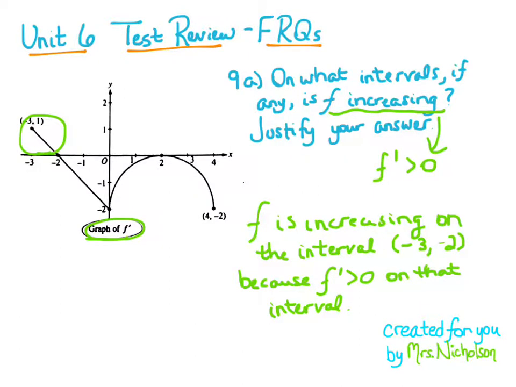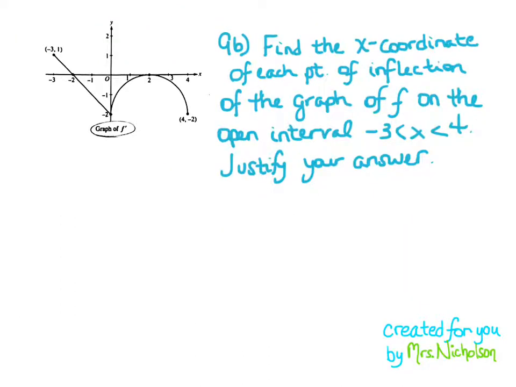All right, next question. Part B asks us to find the x-coordinate of each point of inflection on the graph of f on the open interval -3 less than x less than 4, and we need to justify our answer. So the key words there in that question, point of inflection. That's a flashcard for us, point of inflection. And a point of inflection happens when the second derivative equals 0 and has a sign change.